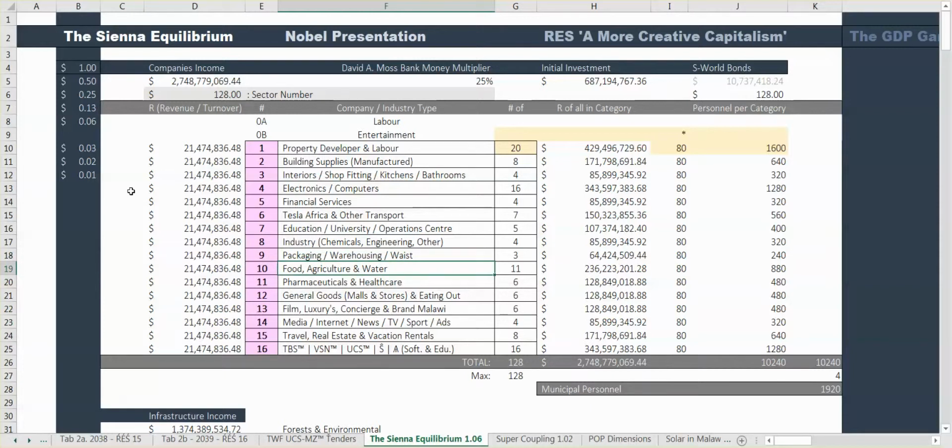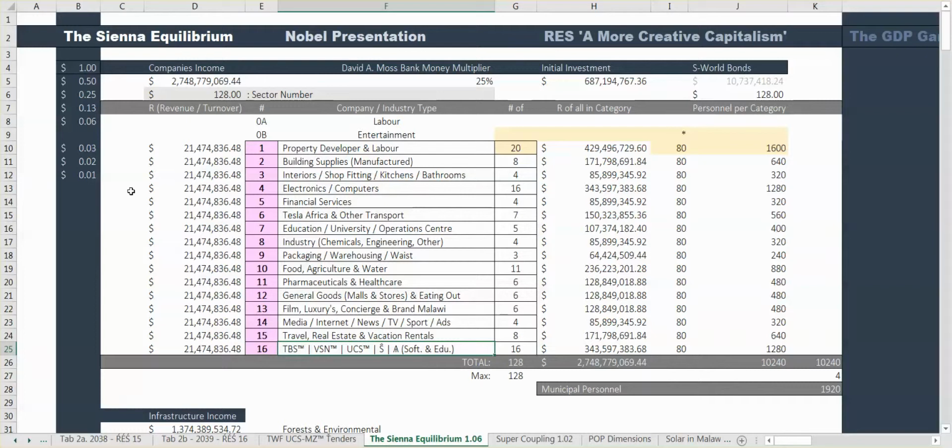Sector 10, food, agriculture and water. Sector 11, pharmaceuticals and healthcare. Sector 12, general goods, malls and stores and eating out. Sector 13, film, luxuries, concierge and brand Malawi. Number 15, media, internet, news, TV, sport, ads. Number 16, travel, real estate and vacation rentals.